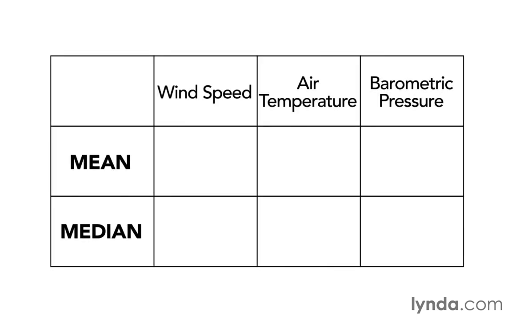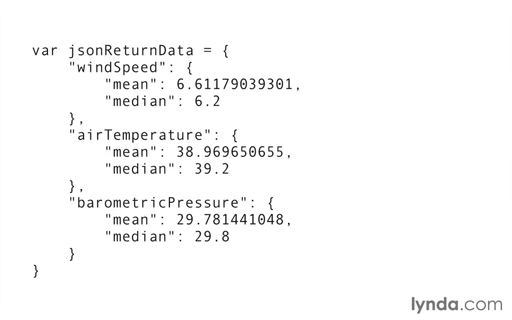In our case, if I make this HTTP call, I would expect to receive the mean and median for wind speed, air temperature, and barometric pressure for the range of dates starting with March 19th, 2011 and running until midnight of March 20th, 2011. The JSON data would look something like this.